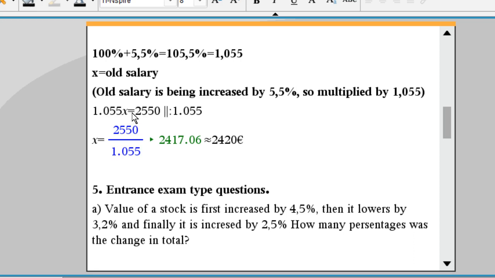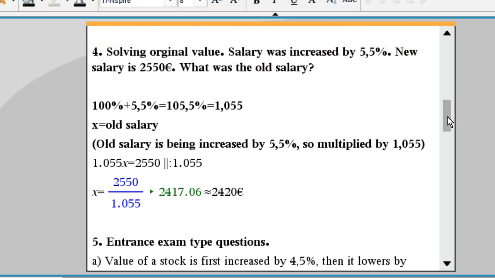So we have an equation like this, and we solve X, so we divide with 1.055, and we get the old salary, and we round the value. This could be a reasonable rounding, 2,420 euros. That would be the old salary. And really there is no other way than using the equation in a question like this. When we are looking for the old value, this is the way to do it.